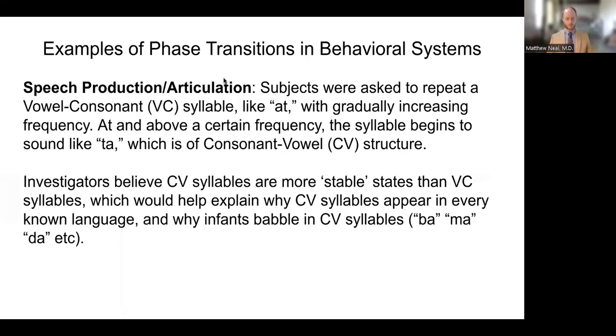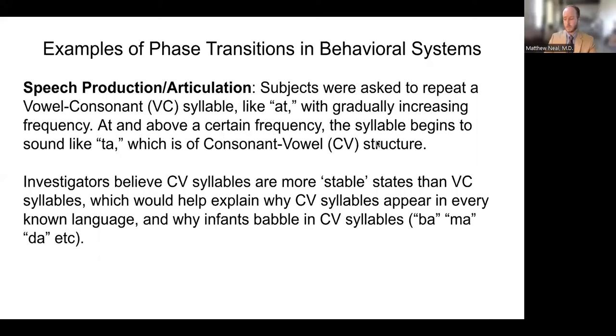We also see this phenomenon in speech production and articulation. So again, back to this idea of the verbal transformation effect, you've got a vowel consonant syllable like "at." If you say it faster and faster, "at," it starts to sound like you're saying "ta" instead of "at," which would be a consonant vowel structure to the syllable.